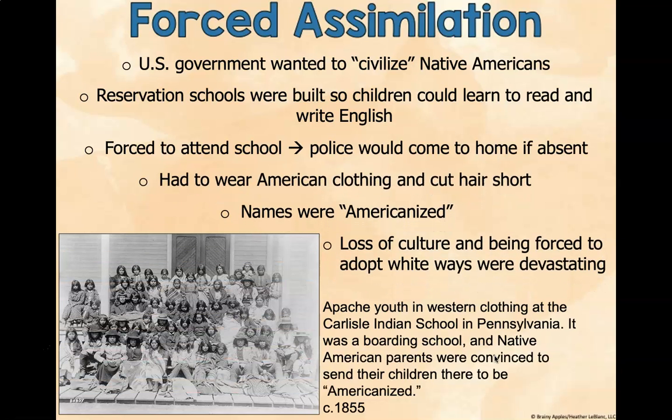Another issue was that the federal government forced these Native Americans to assimilate. They wanted to push them into American culture. But the problem was these tribes had a very different culture than American culture. So reservation schools were built so children could learn to read and write English. They forced these children to attend school, and the police would come to the home if the student was absent. They forced these Native Americans to wear American clothing and to cut their hair short.